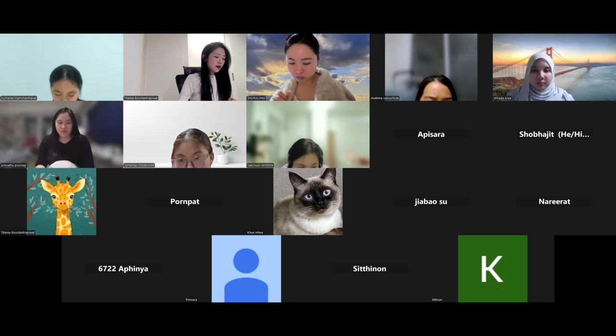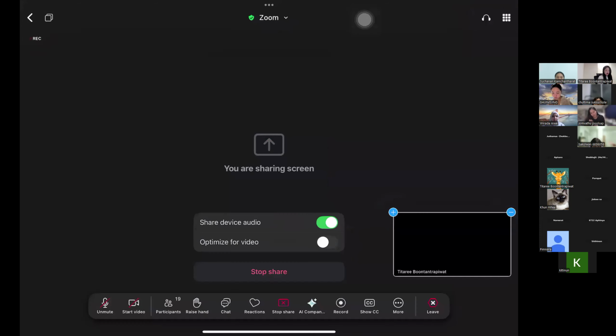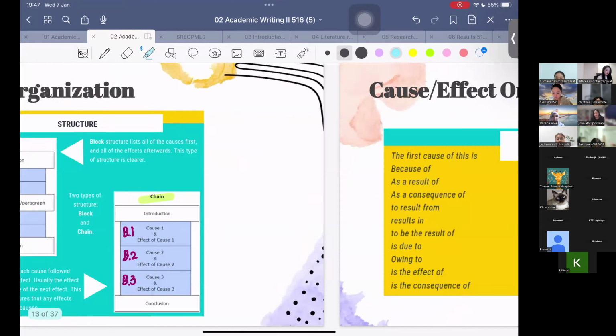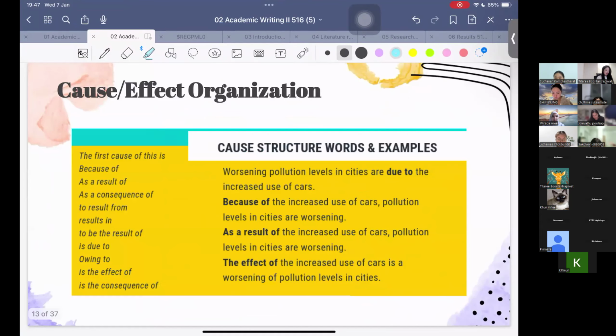So continuing from cause and effect, the next one is this first. This one is the transition words, which often occur in cause and effect. So I grouped them up, and as you can see with the examples, you can use them.